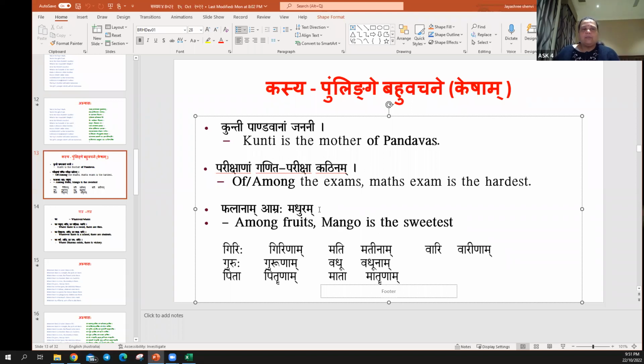Phalanam amraha madhuraha. Pariksha is which linga? Parikshaha is the word, so it is pullinga. I think it can also come as strilinga if we say pariksha, which is why I got confused. Some words come in all three lingas, depending on how we say it. But here, since it is under pullinga, it is considered parikshaha. Parikshanam. Phalanam amraha madhuraha: among fruits, mango is the sweetest.